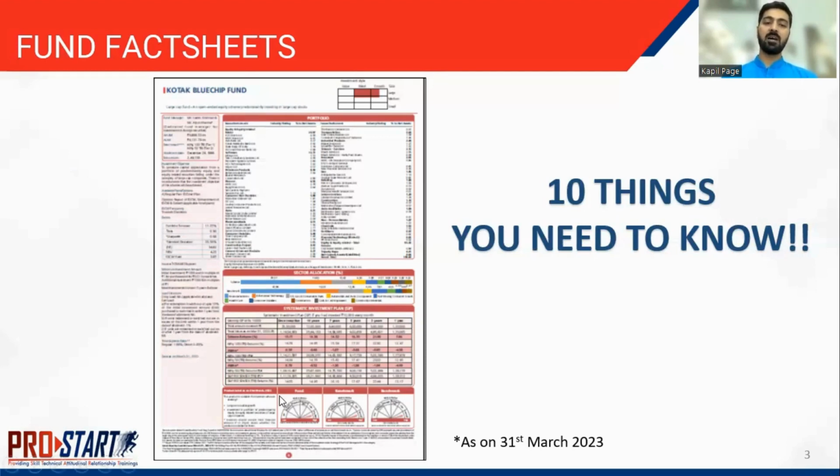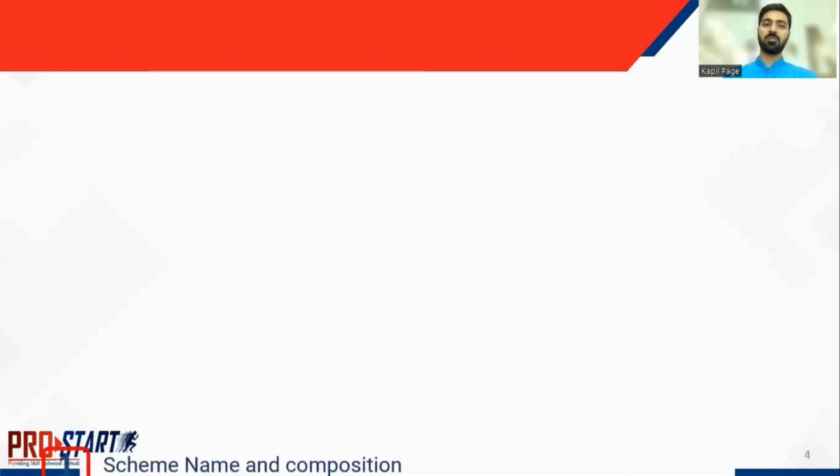Then finally, we have the riskometer at the bottom. So that will show again pictorially how much risk this fund will be taking and whether you can invest in it or not, right? So a layman individual can identify that. So 10 things that you need to know about fund fact sheets. That's what we're going to discuss. Let's start off with the first one.